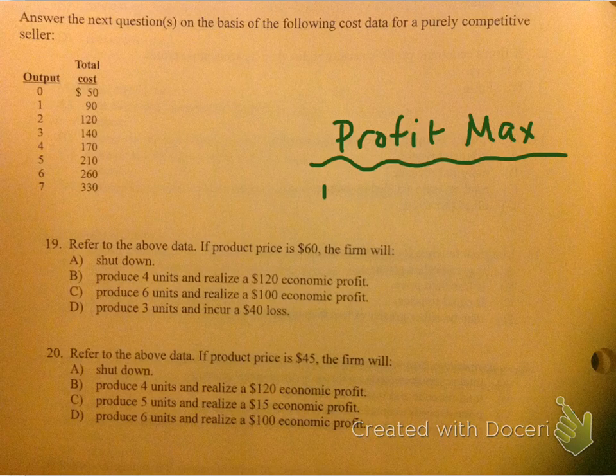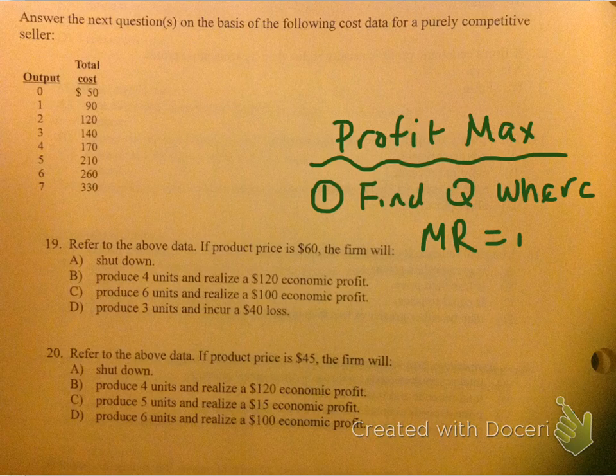The next problem gives us a graph, and we have an output and a total cost. So what I need to do first is figure out my profit maximizing, because in questions 19 and 20, they're asking me about product price and want to know how many units I'm going to make. So if you remember, profit maximizing is going to tell us our quantity based on where our marginal revenue is equal to our marginal cost.